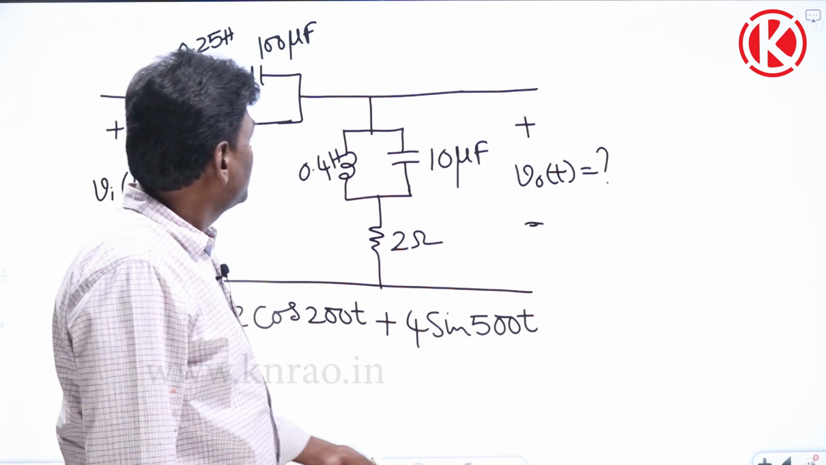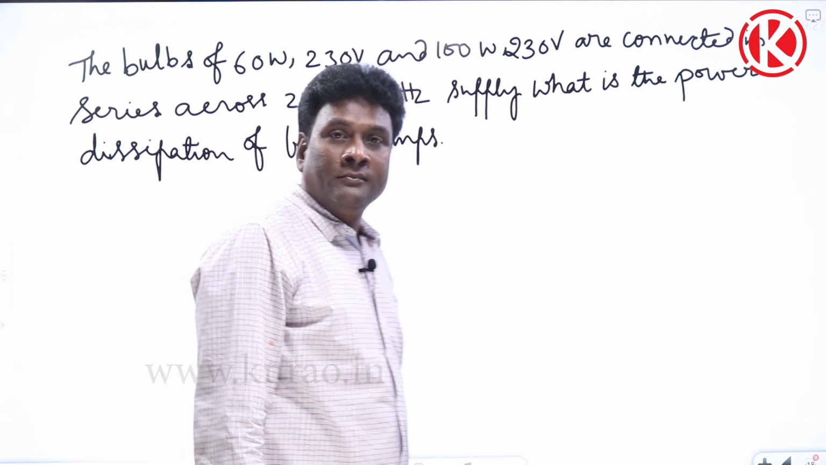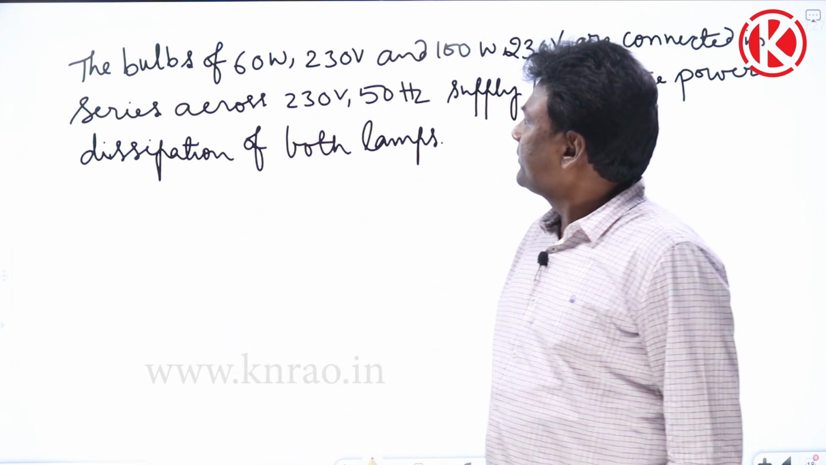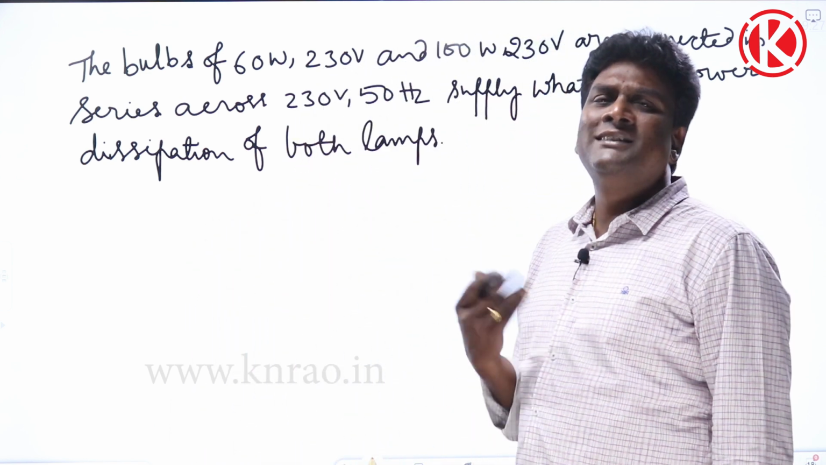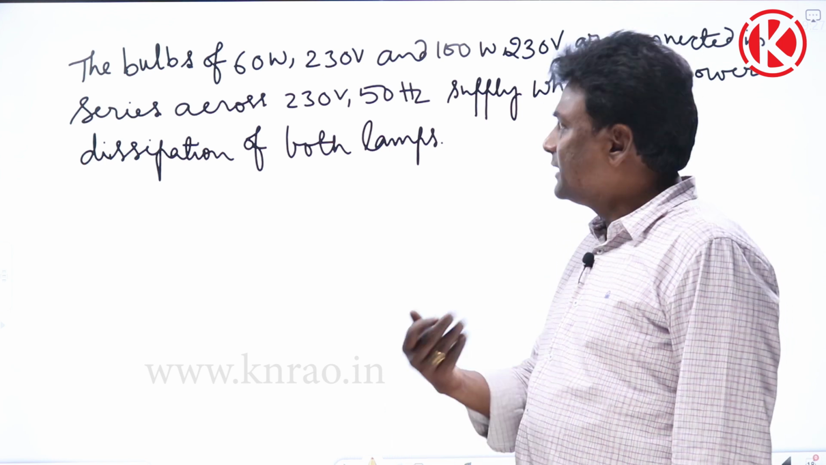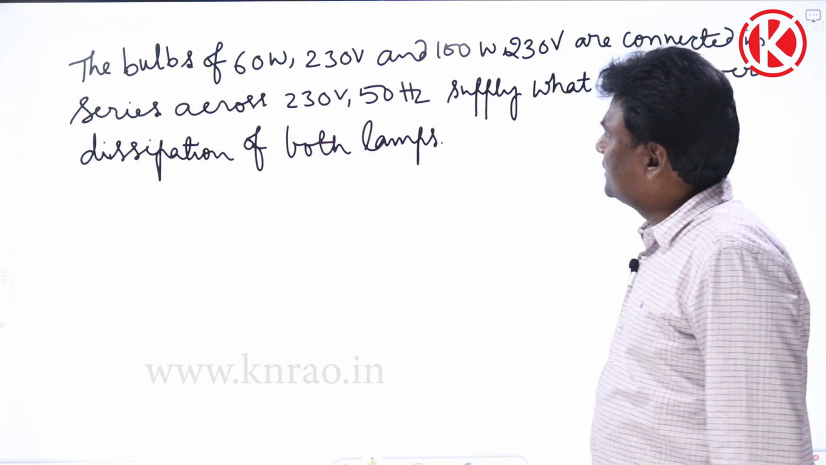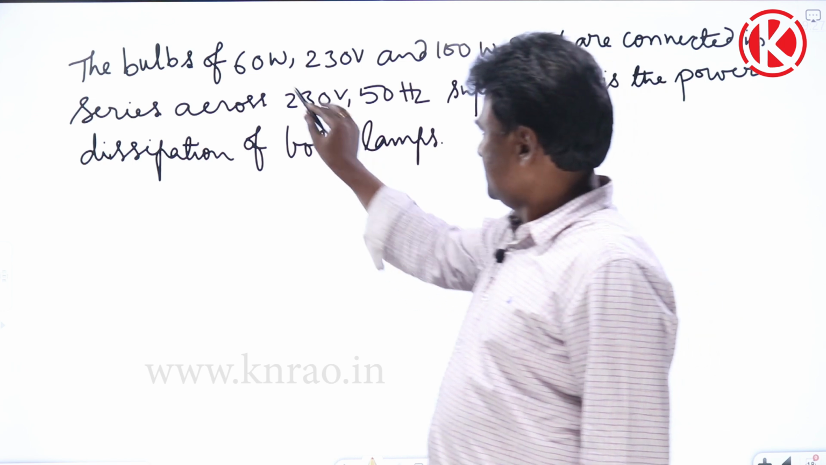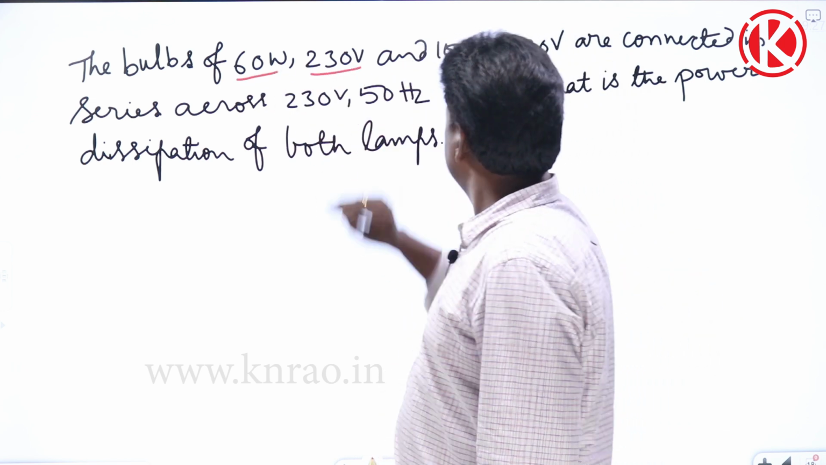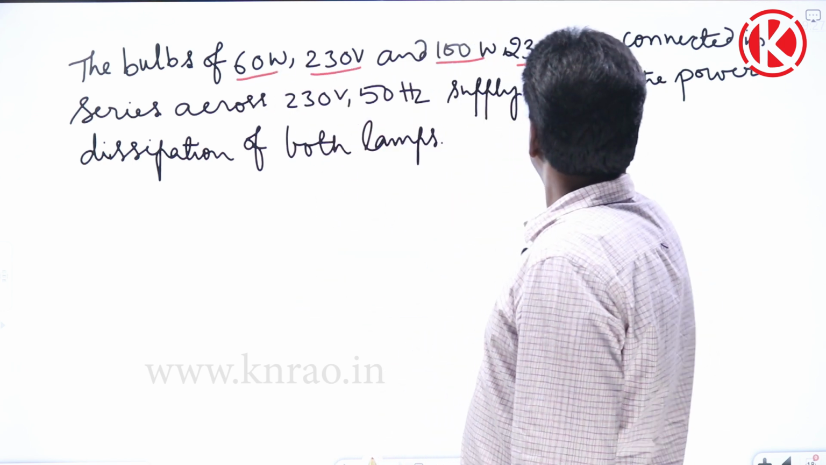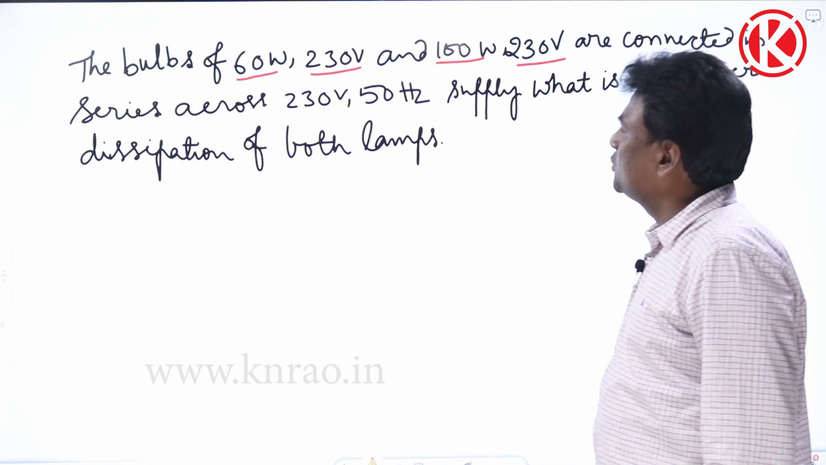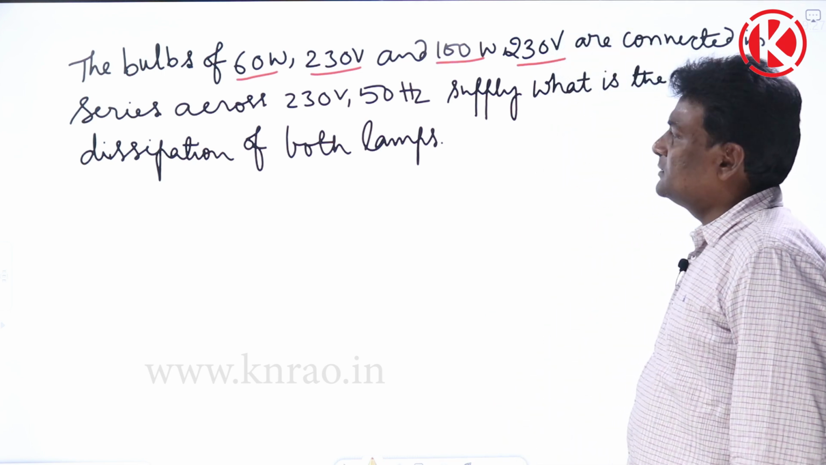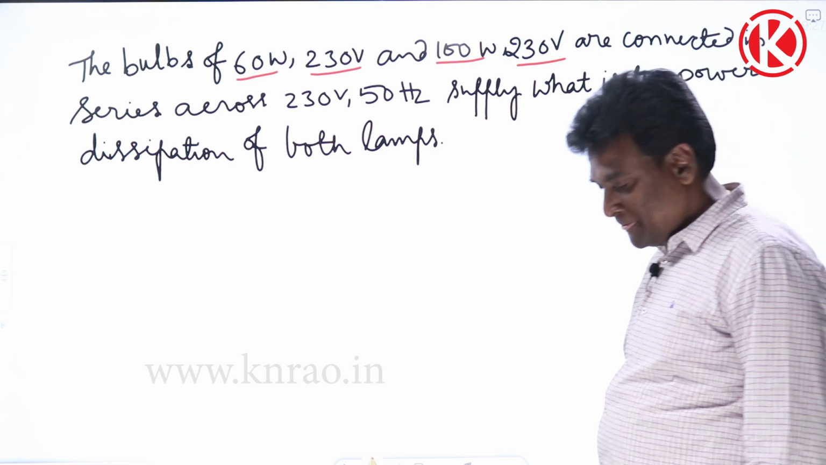Okay. Now let us consider this. We are going to go with the generalized approach, such that later it will be easy for you. Anyway, lamps of 60 watt 230 volts and 100 watt 230 volts are connected in series across a 230 volts 50 hertz supply. What is the power dissipation of both the lamps?